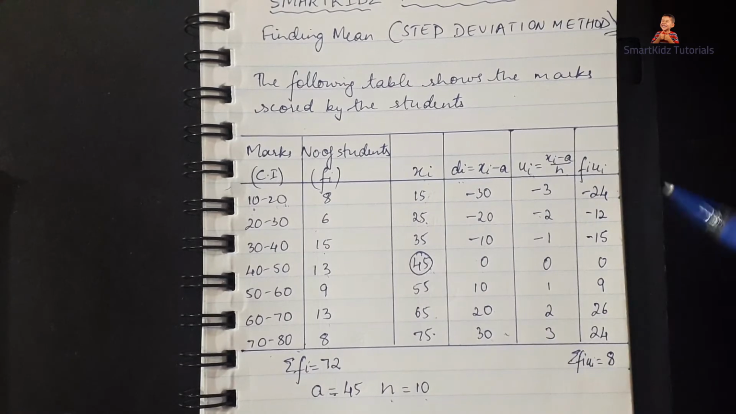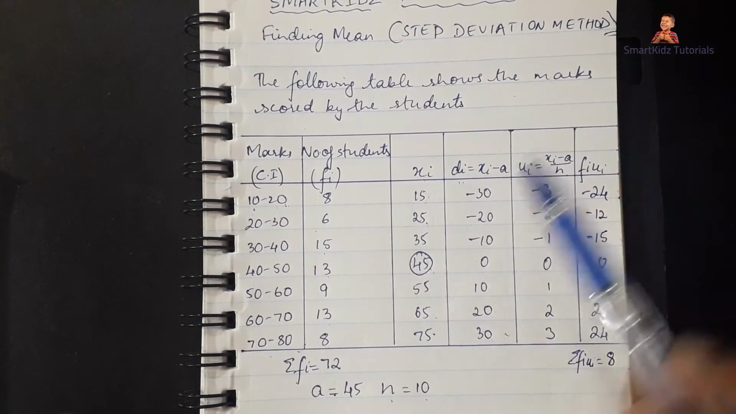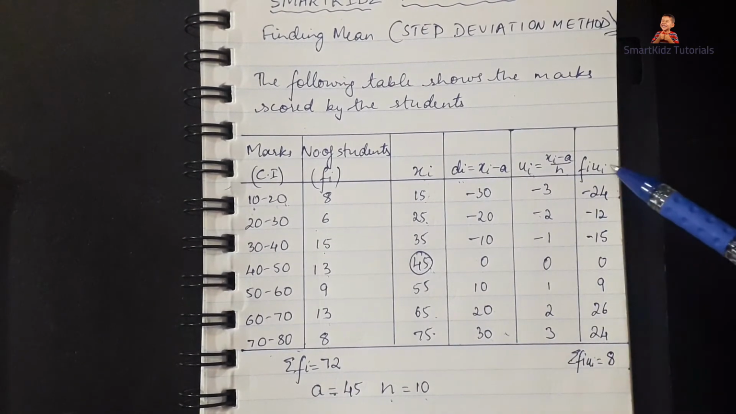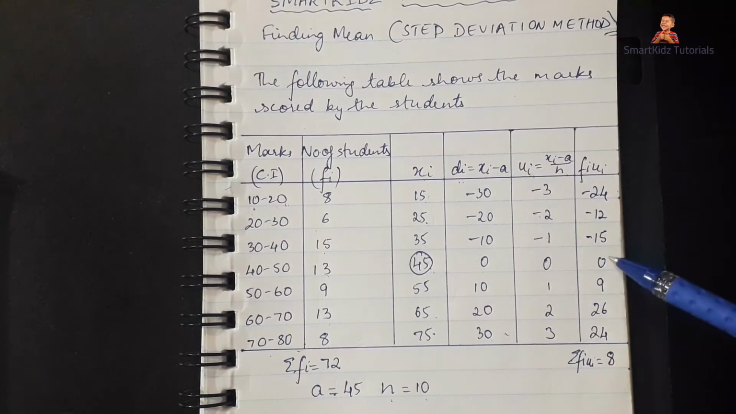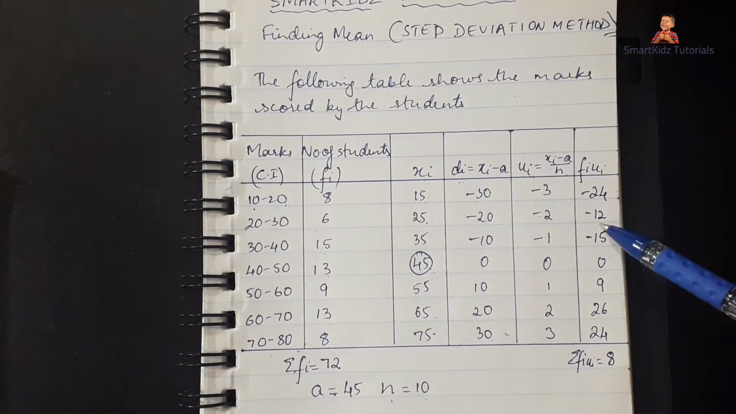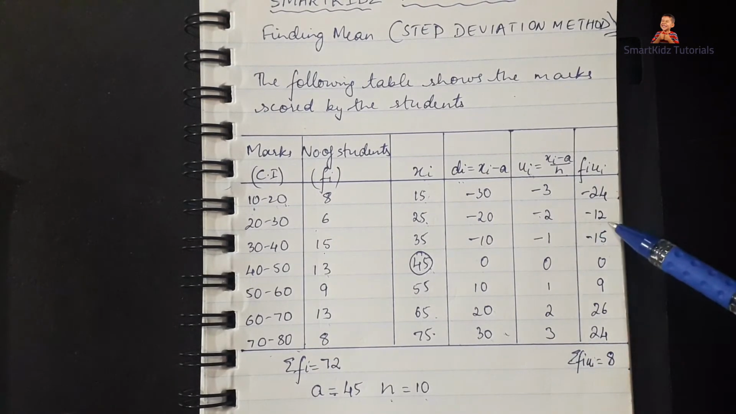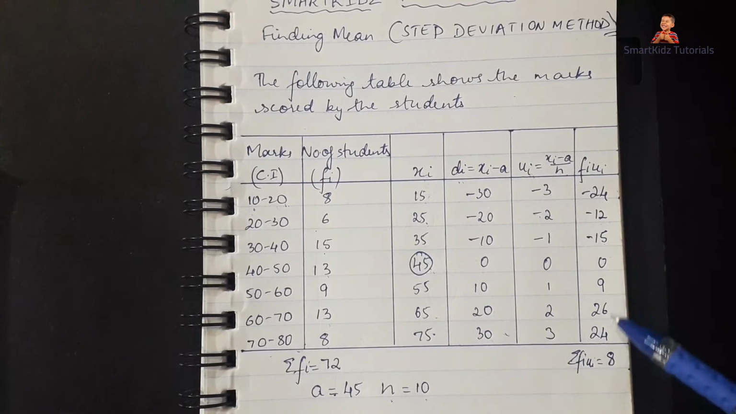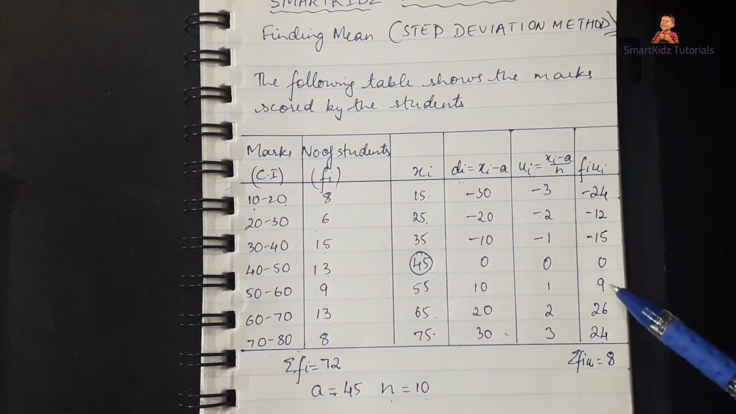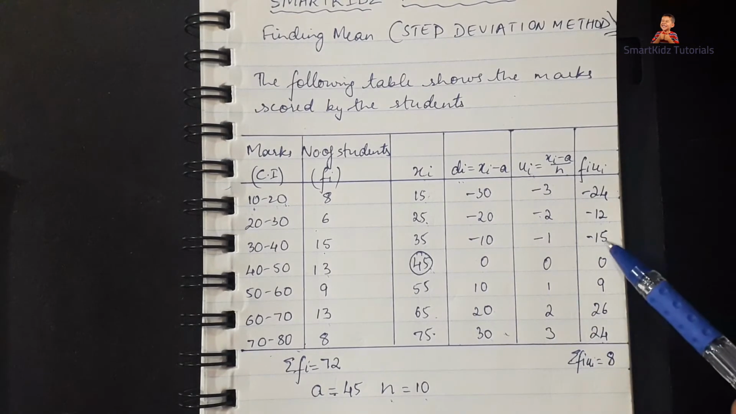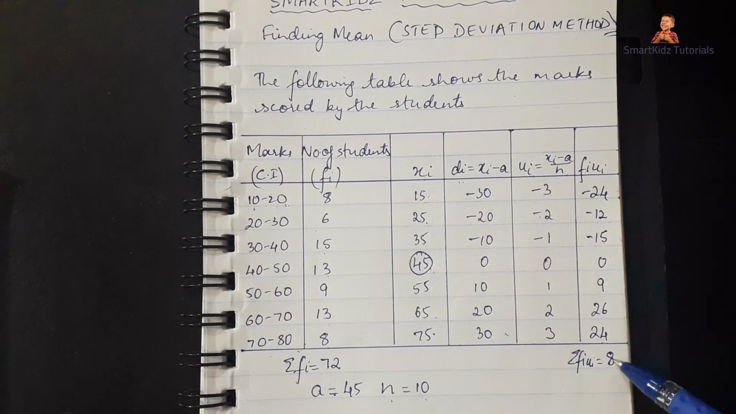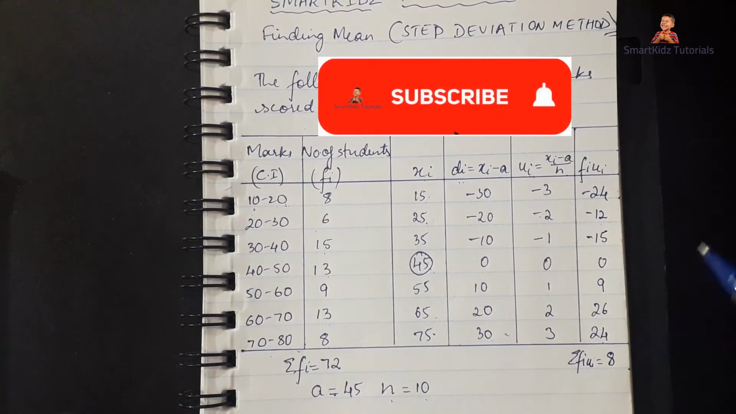Once again, as I had told you in case of the assume mean method, for the last step, club all of these together. So 24 plus 12 is 36, 36 plus 15 is 51, and do not forget the negative sign, so it is minus 51. Club this together: 26 plus 24 is 50, 50 plus 9 is 59. So positive 59 minus 51 gives you positive 8. Easier to add and subtract.